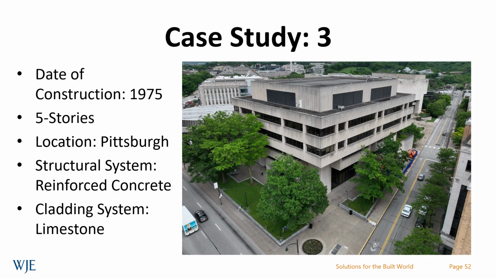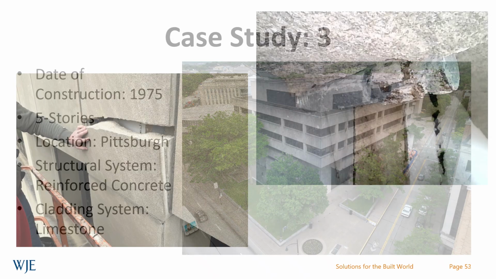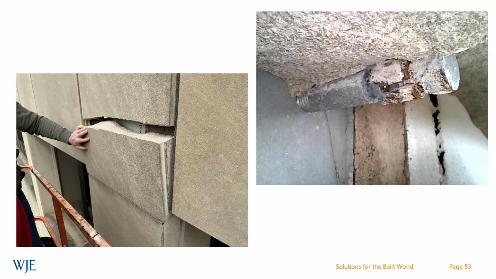And the third case study was a building constructed in 1975, 5 stories tall in Pittsburgh, Pennsylvania, also a reinforced concrete structural frame, and in this particular instance, clad with limestone panels. This ended up being a much more complicated structural behavior issue, resulting in the cracking that you see exhibited in some of the panels that we found, and in this particular instance, a panel that was about ready to fall from the ground with a fragment that had broken loose.